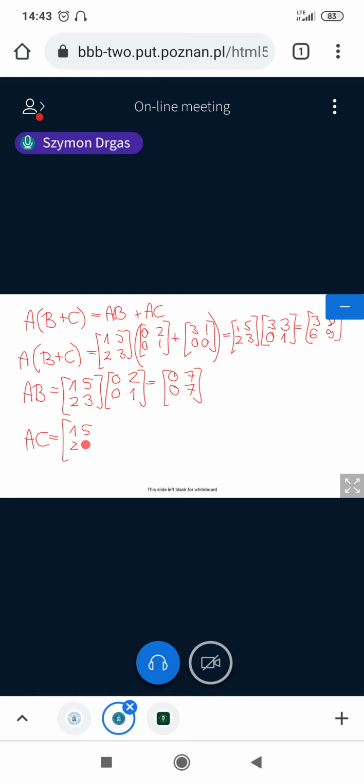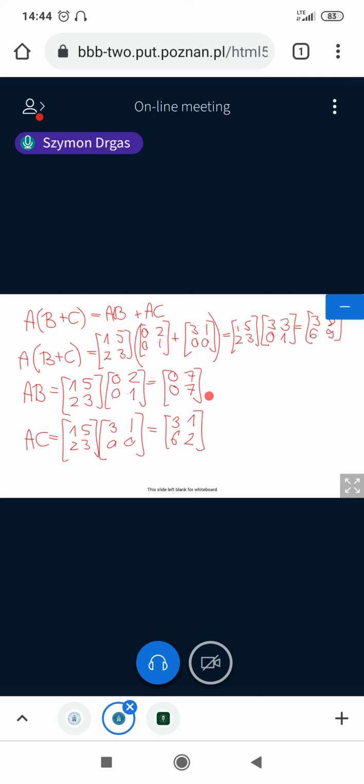1, 5, 2, 3, multiplied by 3, 1, 0, 0. Then we have 3 plus 0, which is 0. 1 plus 0, which is 1. Then we have 6 plus 0 and 2 plus 0.